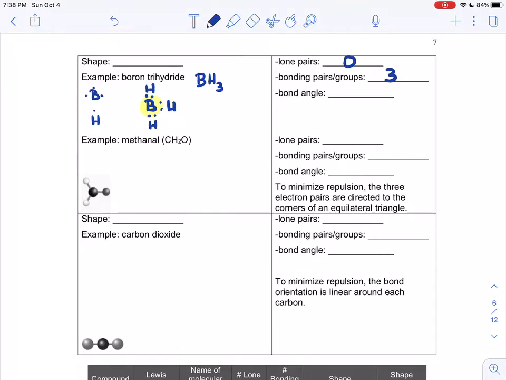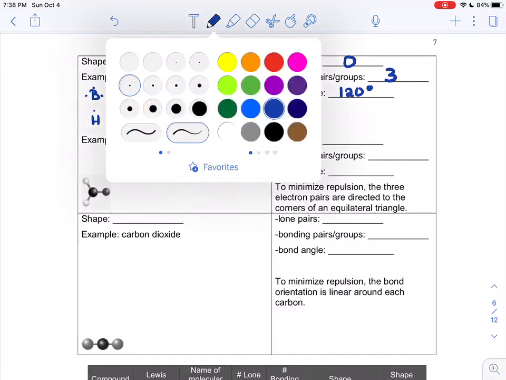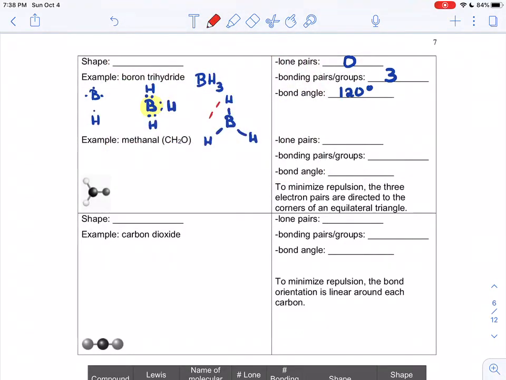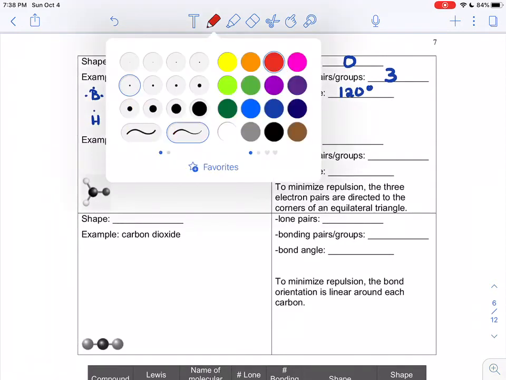Now, the bond angle with this is going to be exactly 120 degrees. I don't know if you guys know this, but that basically is the angle in an equilateral triangle. So this looks exactly like an equilateral triangle. When you draw this, you actually want to draw it like this. And we're just going to change the color here and show you that it looks like an equilateral triangle because the bond angle is 120.